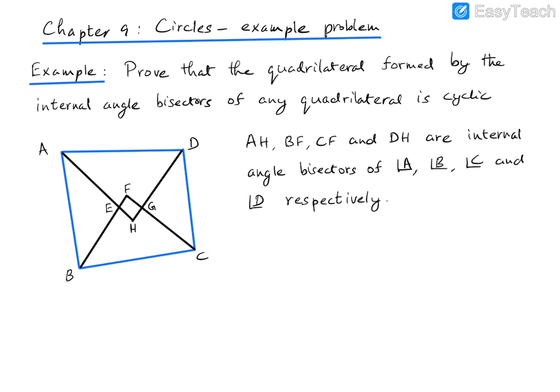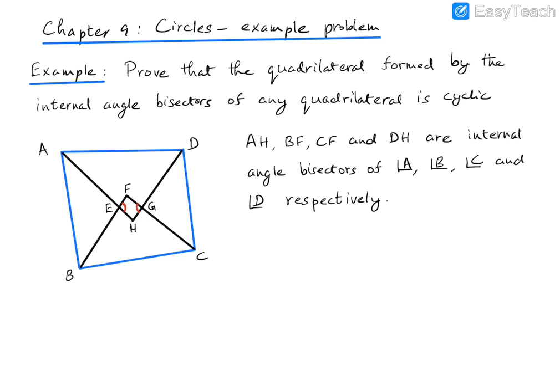So basically we are going to look at the angle FEH, which is this angle. Let me use a different color for that. So we have FEH, which is this angle here, and the angle FGH, which is this angle here, and we are going to show that these two angles add up to be 180 degrees. And once we do that, we would have proved that the quadrilateral EFGH formed by the intersection of the internal angle bisectors is a cyclic quadrilateral.